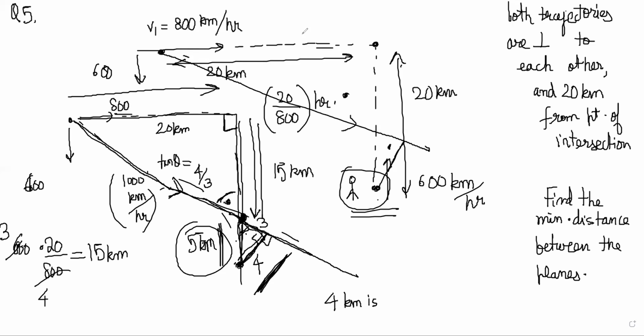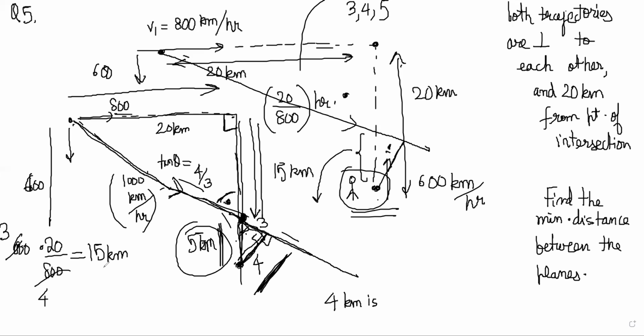So since this came out to be a 3 4 5 triangle, this will also be a 3 4 5 triangle. And we have already found that this is 5, because how much time does it take for the plane to reach this point? It takes 20 by 800 hours. And in that much time, you will go 20 by 800 into 600 kilometers, which will be 15, right? So 5 kilometers is left.